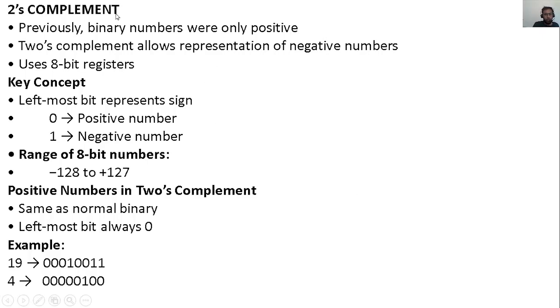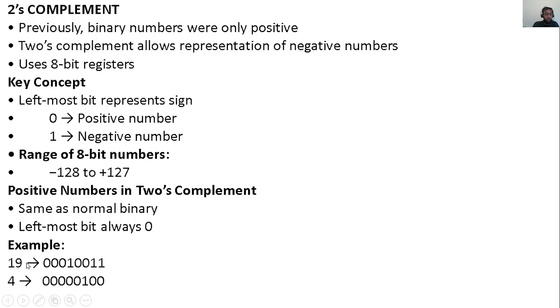2's complement is basically used to represent negative numbers. Previously, we have studied only positive binary numbers, and in 2's complement, we are going to study 8-bit values, 8-bit registers, you can say, that can store only 8 bits. So the 0 in 2's complement represents a positive number, and a 1 represents a negative number, if it is the leftmost bit.